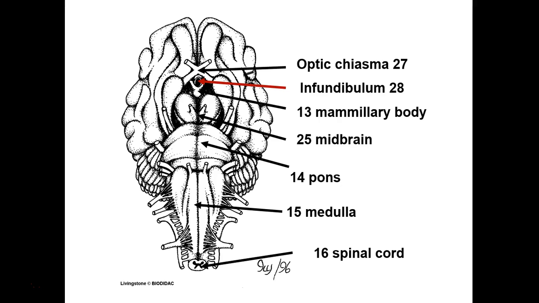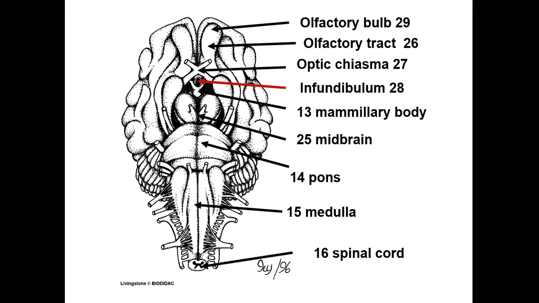Above the optic chiasma, you see the olfactory tract. It's number 26, and the olfactory lobe, which is number 29. So now we have labeled all of the ventral exterior view. Starting with pituitary is 8, olfactory bulb is 29, olfactory tract 26, optic chiasma 27, infundibulum 28, mammillary body 13, brainstem, the midbrain is 25, the pons varolii 14, the medulla oblongata 15.